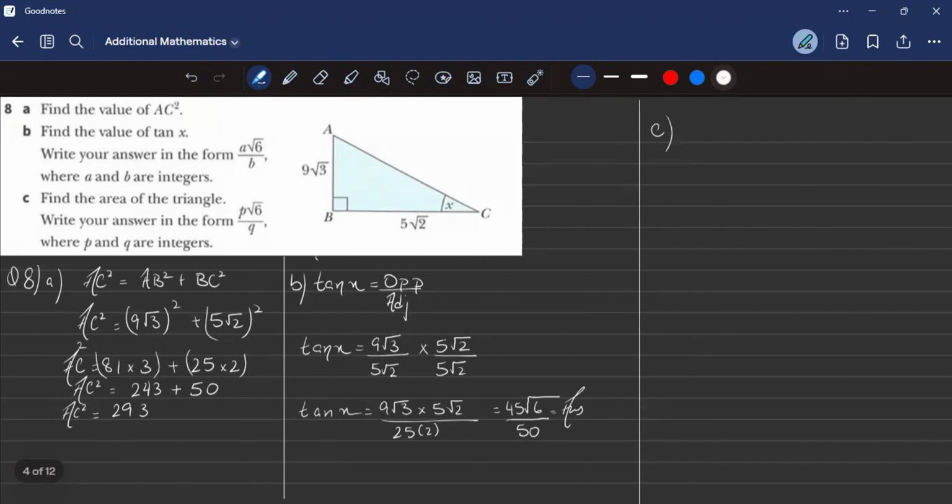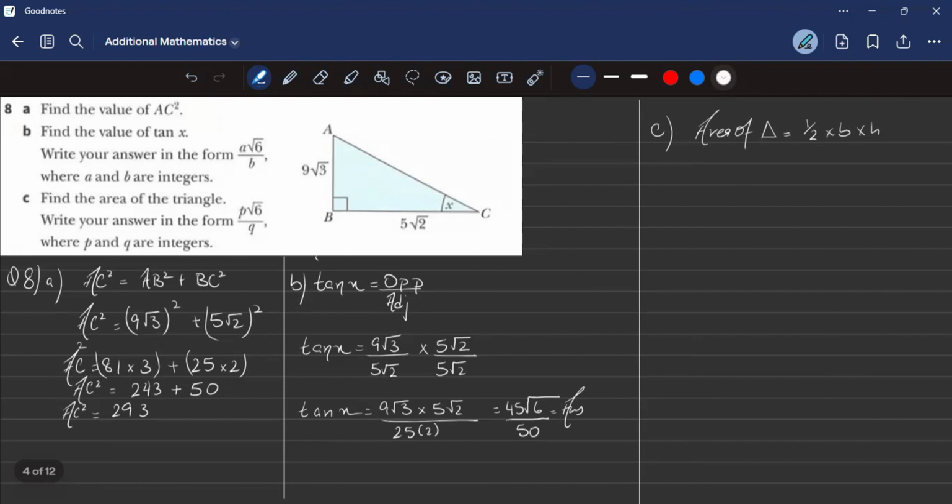For part C, we have to find the area of the triangle. Write your answer in this form, where P and Q are integers. Again, we have to write it in the exact form. And what is the area of a triangle? The area of a triangle is equal to 1 over 2 base multiplied by height.